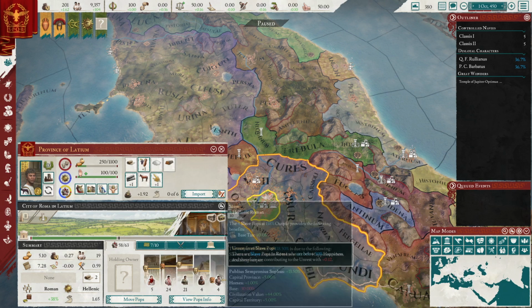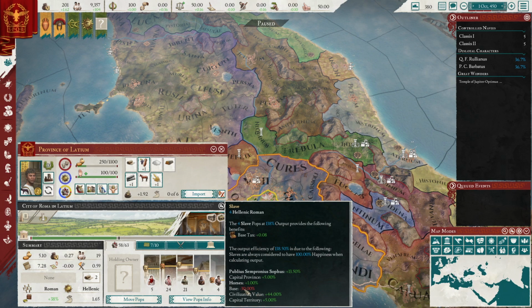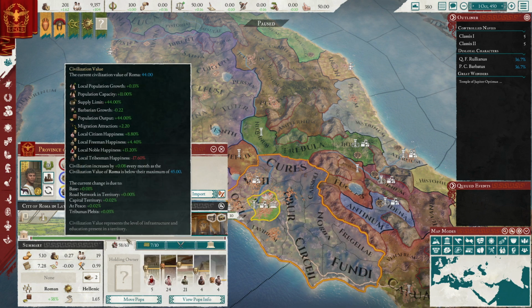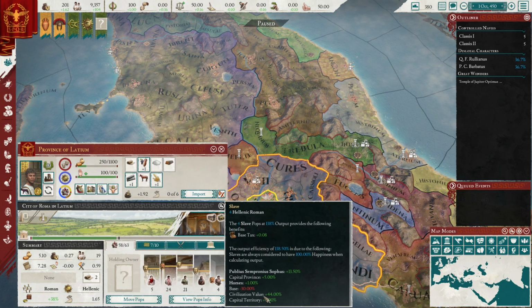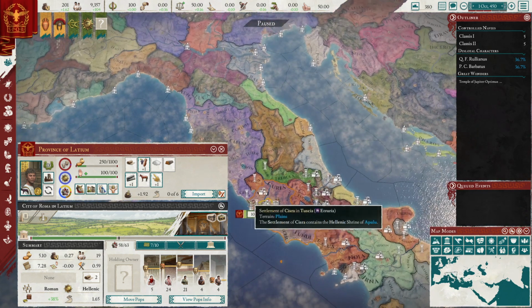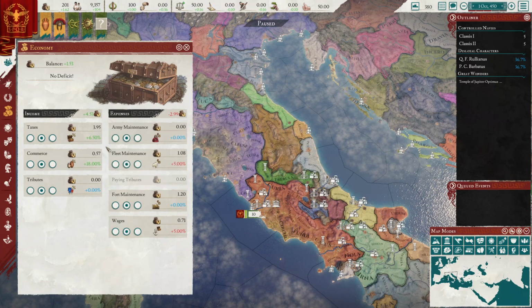Population output, plus 1%. And then there's also just base reductions as civilization value goes up, which I've talked about in my culture guide especially. Civilization value right here, as that goes up, you'll just make more taxes by default, more production in general for all of your populations. Capital territory, capital province. There's a lot of things that modify this, and this is where you see it.